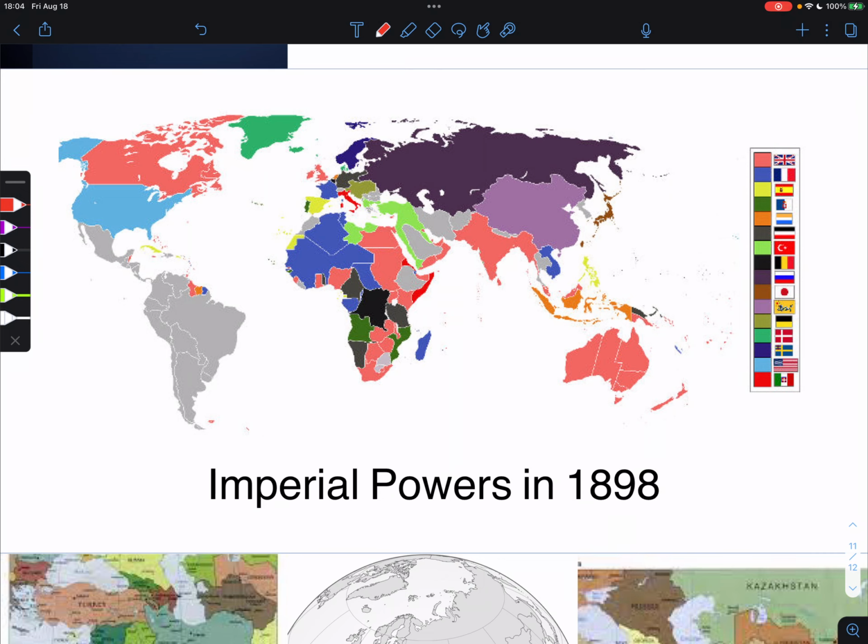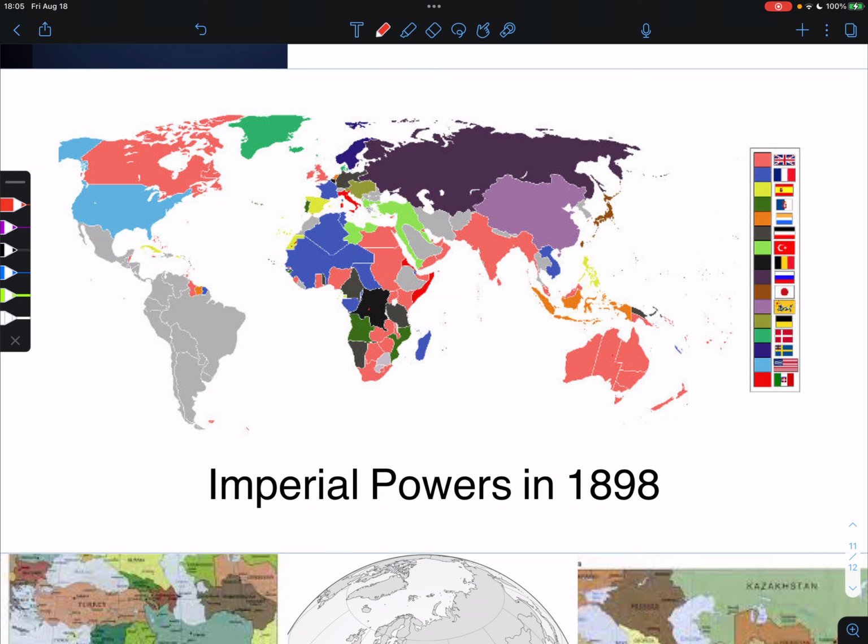And you see what we have in 1898, right? The pink ones, as you see, it's all British Empire. The blue ones is the French Empire. This part is the Spanish colonies. The black is the Congolese and Belgian colonies.